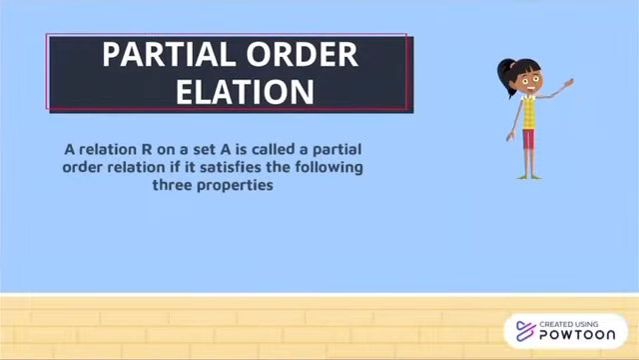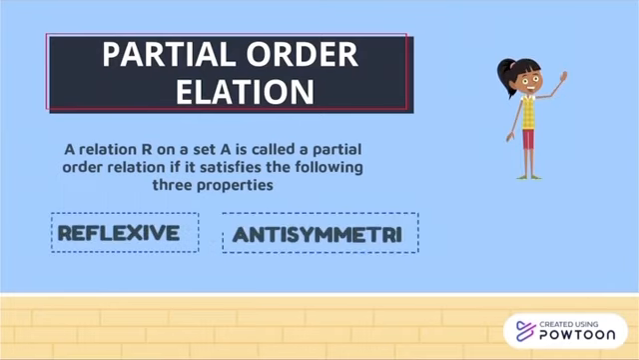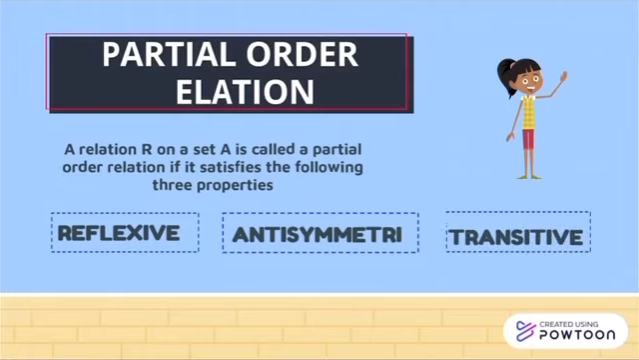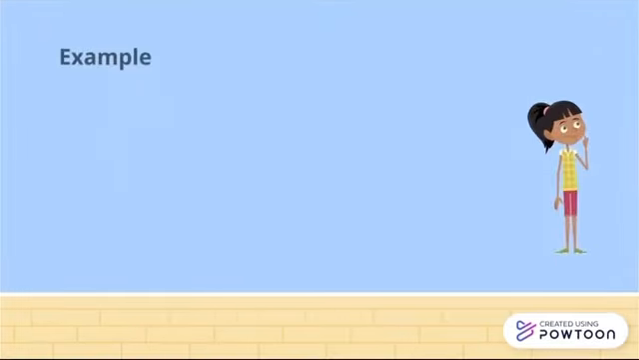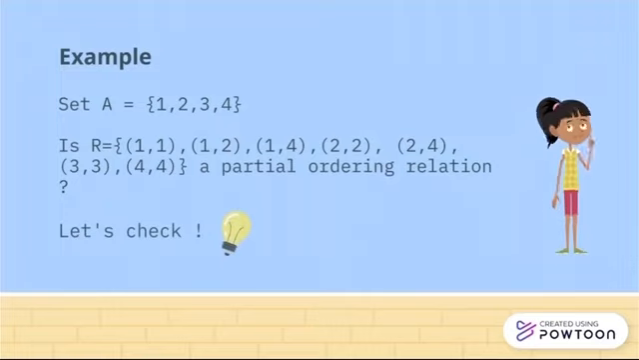A relation R on a set A is called a partial order relation if it satisfies the following three properties, which are reflexive, antisymmetric, and transitive. For example, given a set A and a relation R, is R a partial ordering relation? Let's check.